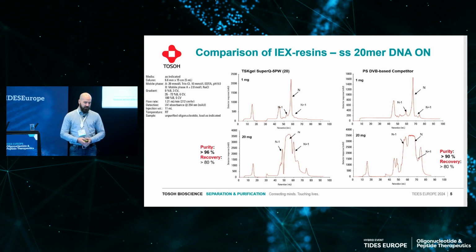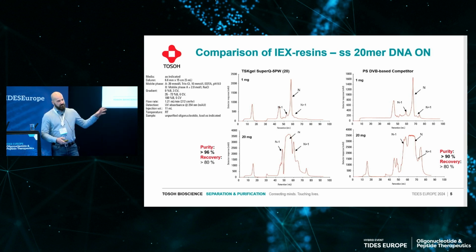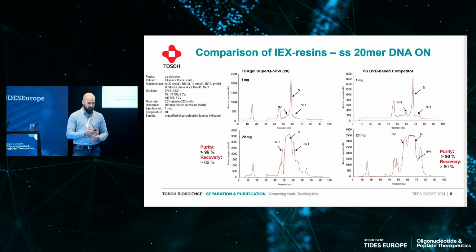So we looked at the same thing at 20 milligram per milliliter. And what we set here as just comparison metrics is to say that we want to have over 80% recovery in our final product pool. And with keeping this point constant, we were able to achieve 96% full-length product purity on the Tosoh material, compared to on this competitor resin, we were only able to achieve 90% purity. So I think a lot of you are familiar already with the Super Q5PW, especially if you're working in the oligo purification field.